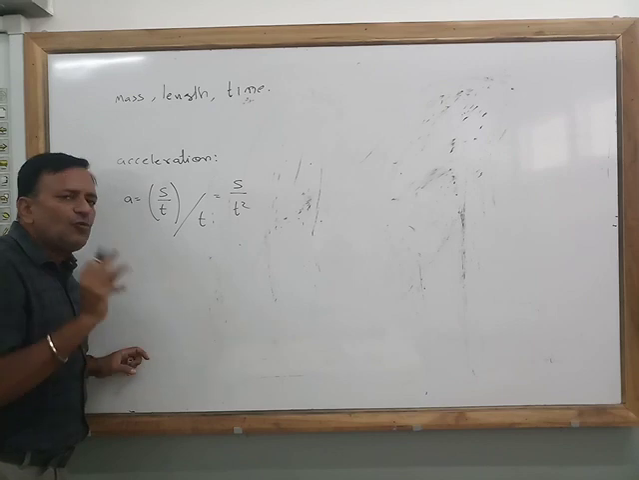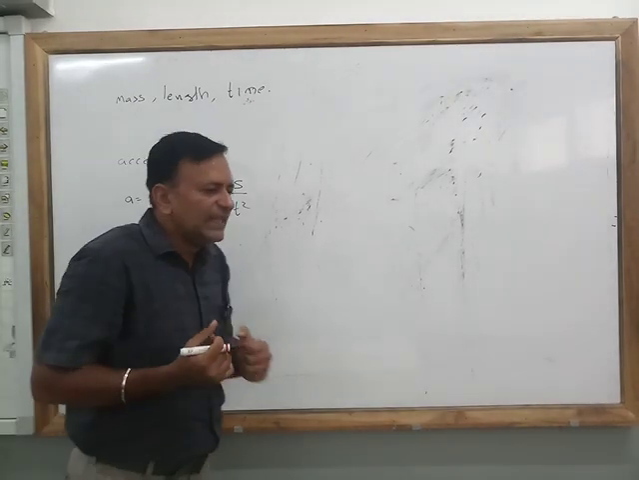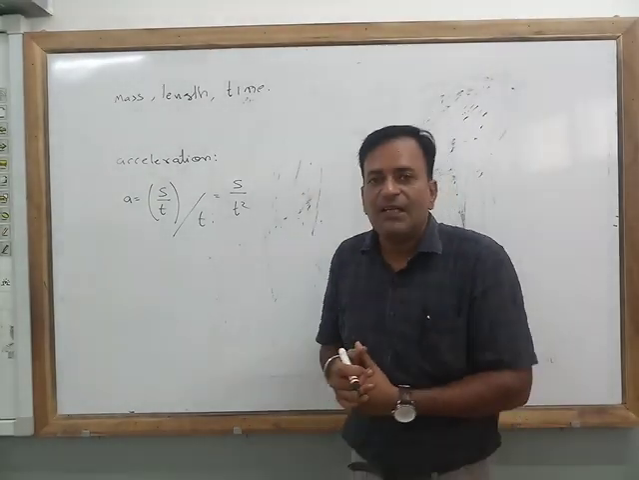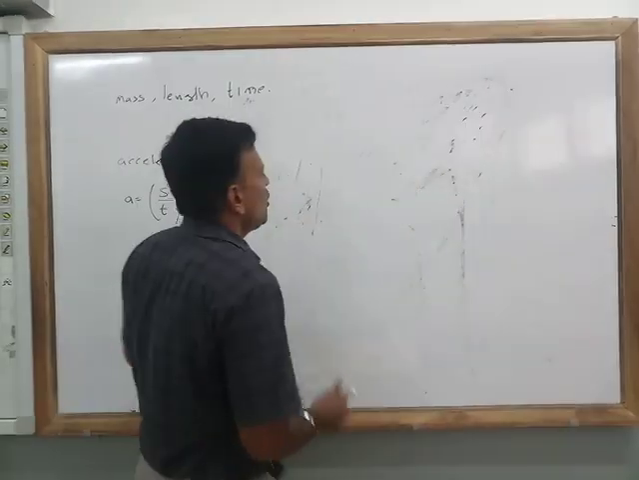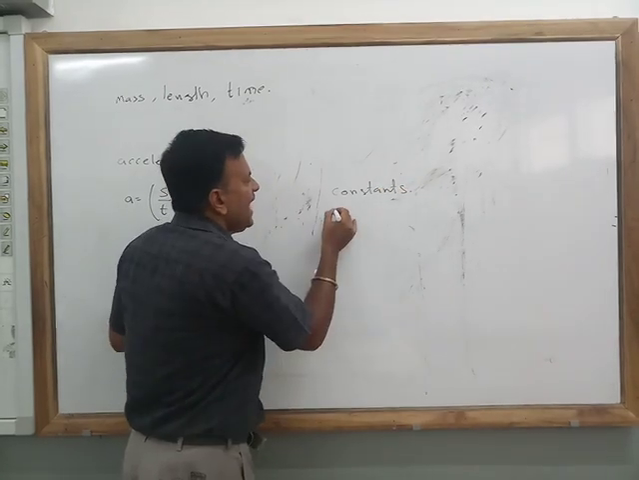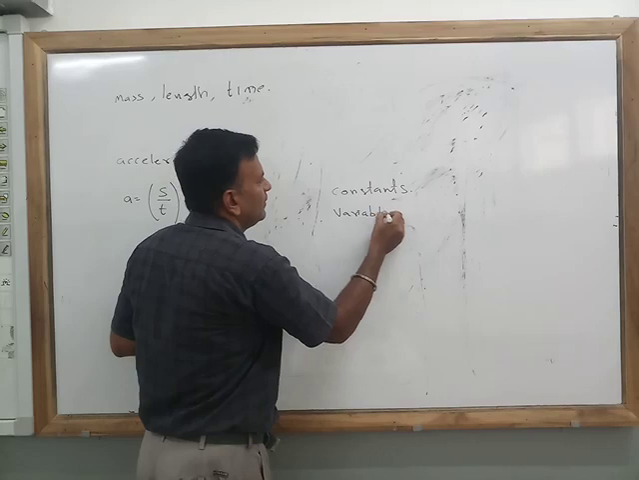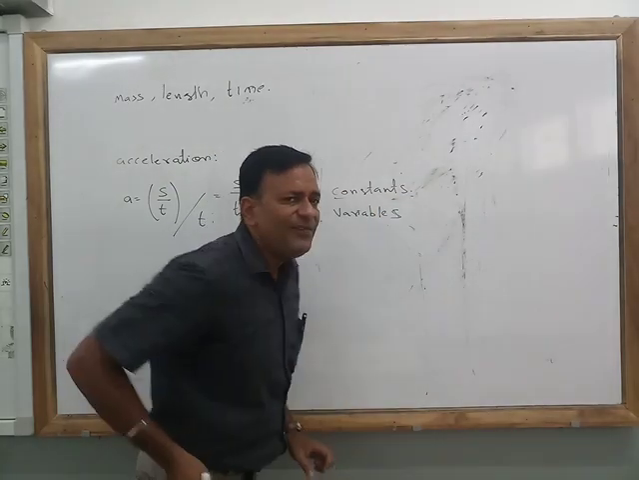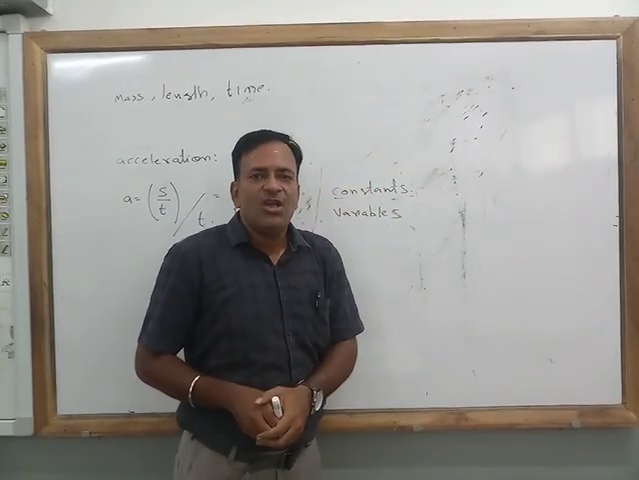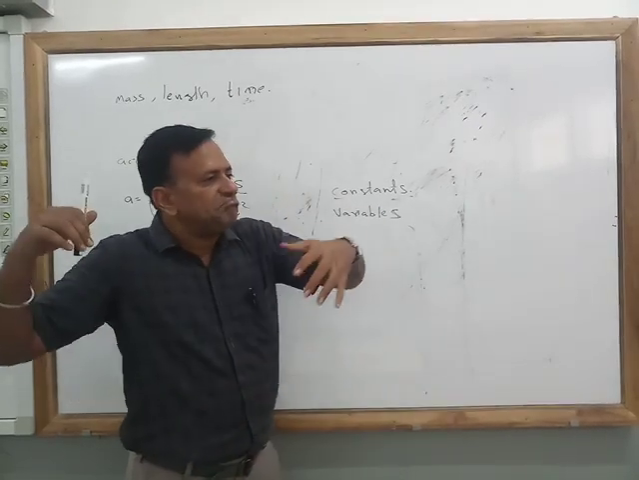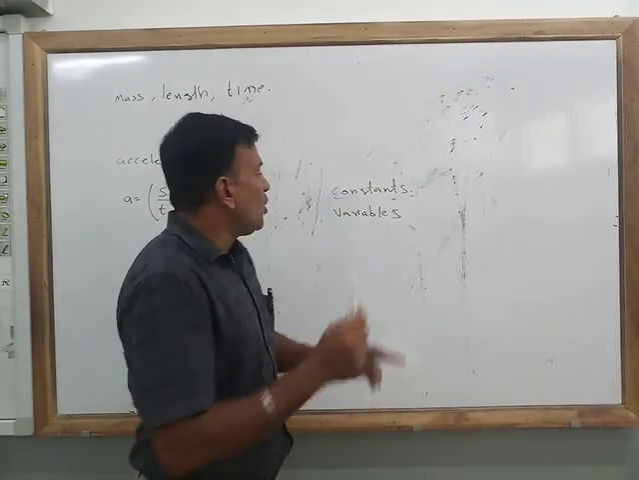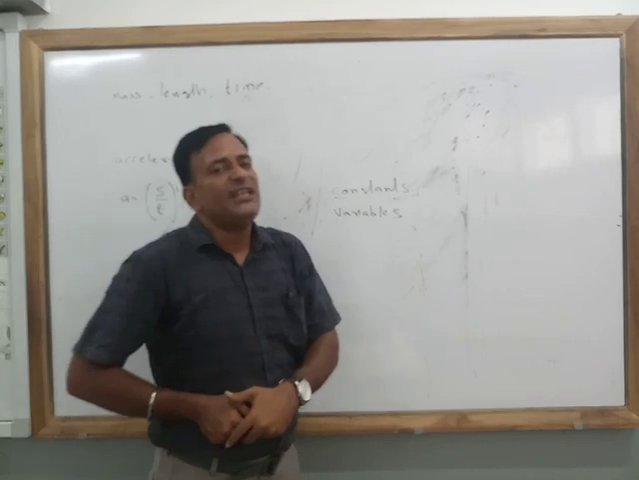Here I would like to tell you one more thing, that all the physical quantities that we see are of two types. One are constants and the other are variables. Constant physical quantities means those physical quantities which do not change. Whether India becomes Pakistan, Pakistan becomes Europe, or America becomes Russia, whatever happens, constant physical quantities will never change their values.